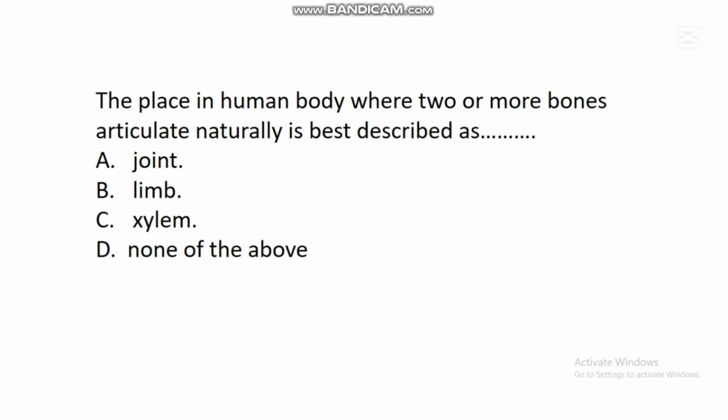The first question says, the place in the human body where two or more bones articulate naturally is best described as dash. A. Joint. B. Limb. C. Xylem. D. None of the above. In this question, the correct answer is A. Joint. So a joint is a place in the body of a human being where two or more bones articulate or meet.